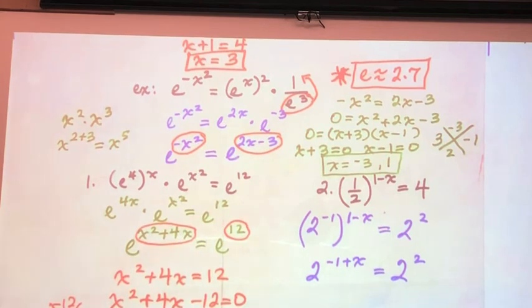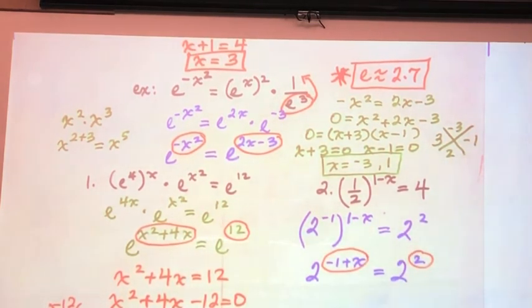So once again, if I look at this part right here, because my bases are now the same, I can now solve for just this. And I get negative 1 plus x is equal to 2, right? And I can add 1 to both sides, and I get x is equal to 3.